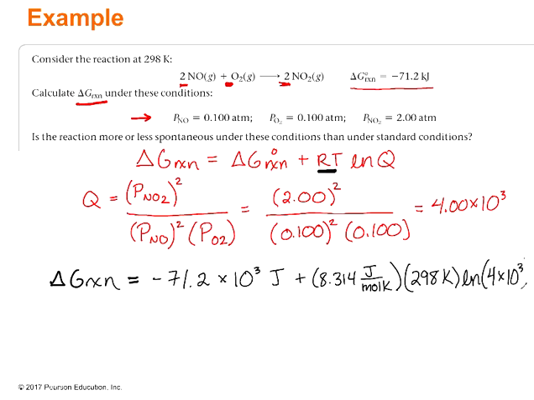That's our reaction quotient there. All right, so I think the first thing I'm going to do here is calculate the second portion of the equation because that will make my life a little bit easier.